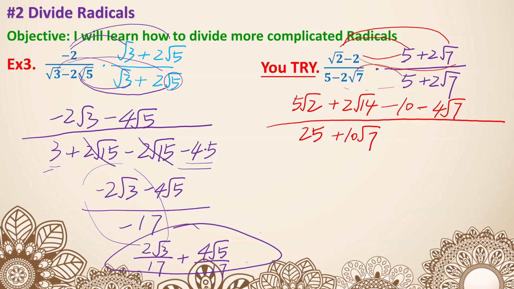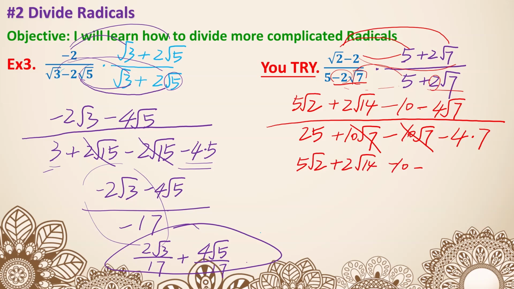Then the -2 square root of 7 times 5 is a minus 10 square root of 7. And lastly, the -2 square root of 7 times a positive 2 square root of 7. We get a minus 4, since it's -2 times the positive 2, and then the square root of 7 times square root of 7 is an extra 7. Get rid of the middle. We are left with 5 square root of 2 plus 2 square root of 14 minus 10 minus 4 square root of 7 on the top. The bottom, 25 minus 28, which is -3.